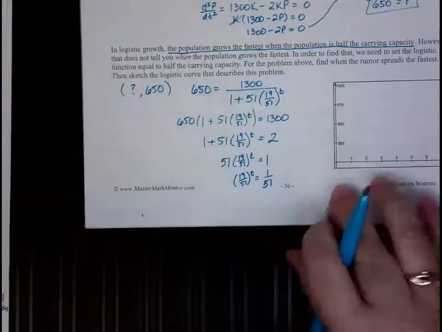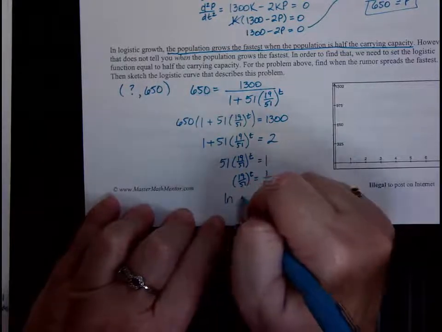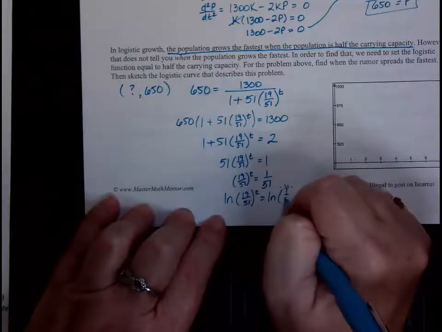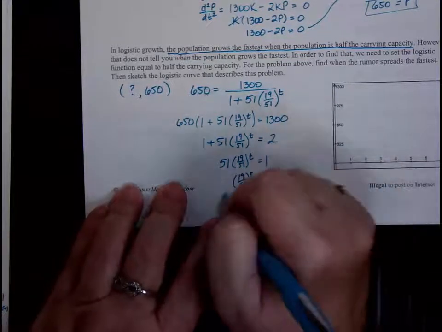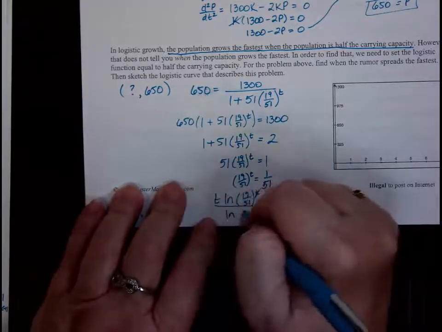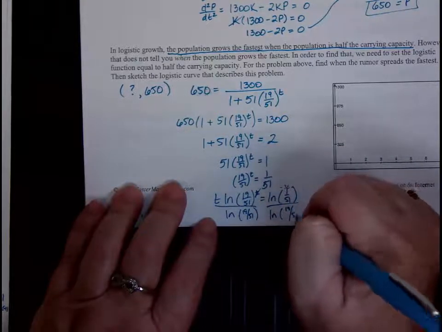Okay. This is where I thought some of you might get stuck. Nope. Not a square root. It's going to be a log. We're going to natural log both sides. The only way to bring a power down is to use a natural log. So ln of (19/51) to the t equals ln of 1 over 51. Just to save writing, I'm going to take the t, move it to the front, and now I'm going to divide both sides by ln of 19 over 51. And now out comes the calculator.